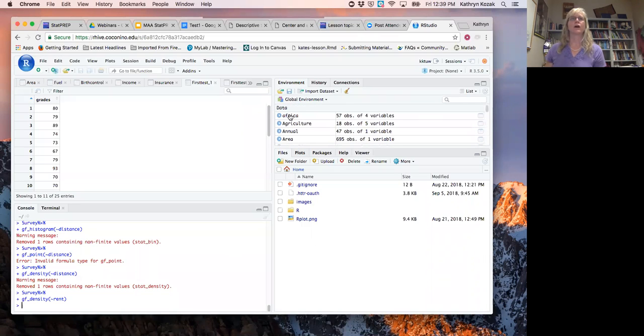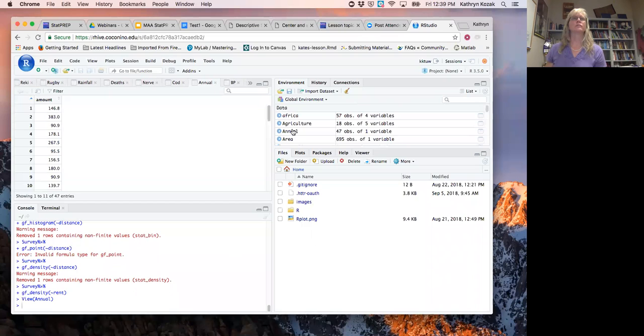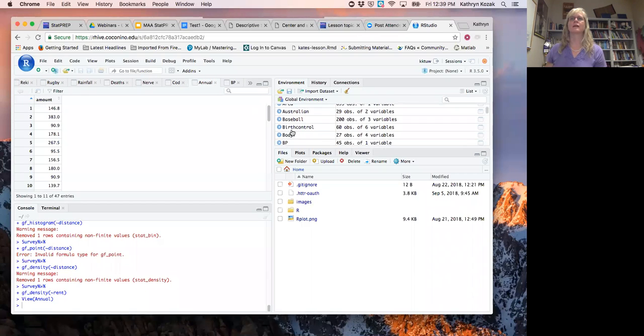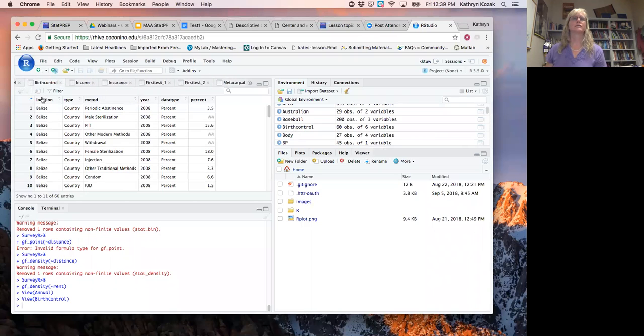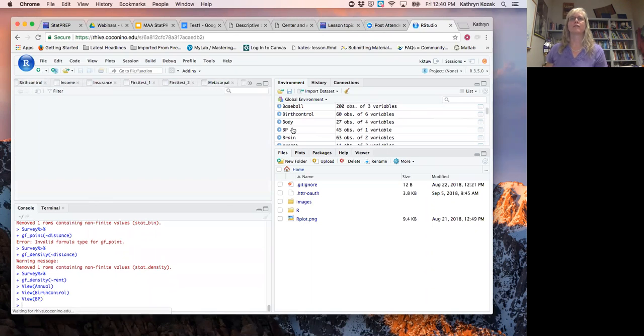And if I click on one, right now I'm in grades, but let's say I click on annual, that happens to be one of my data sets. Here's my data. If I click on birth control, here's a great one because it gives the location, the type, the method, the year, the data type, and the percentile that uses that. So in the country of Belize, 33.5% use abstinence. So this is just different data you can look at that I've created in here.